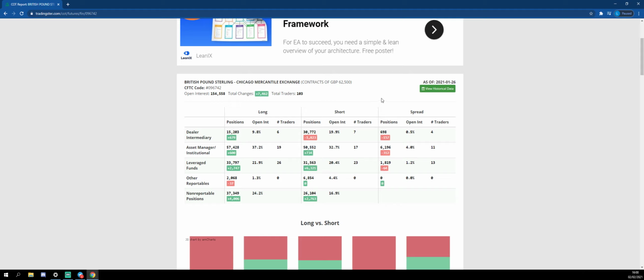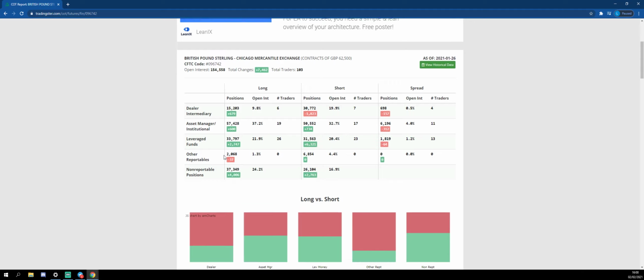Because you might find next week when it's released, they'll add more long positions than short positions, right? But what we focus on is the overall positions of what they have open, right? So right now they have 50,552 short positions open, and then 57,428 long positions open.